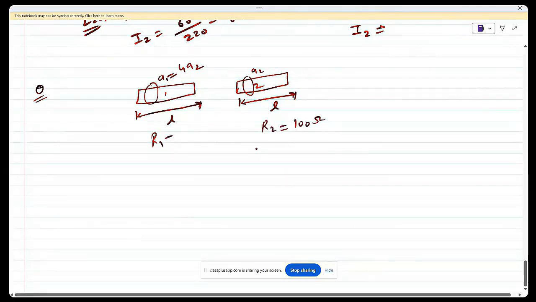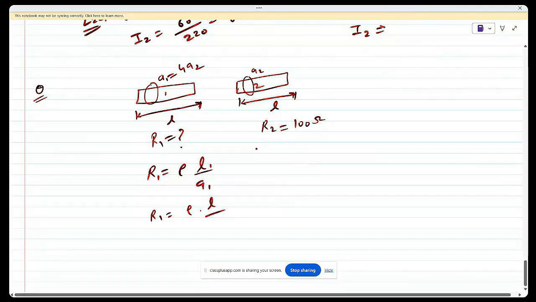Then you have to calculate the value of this R1. This is the question basically. So just write the fundamental relation: R is equal to rho L upon A. Put R1 is equal to rho L1 upon A1. Rho is constant because the material is aluminium. So R1 is equal to rho into L, and L is the same for both, so no need to write 1 and 2. And A1 is what? A1 is equal to 4 times A2.